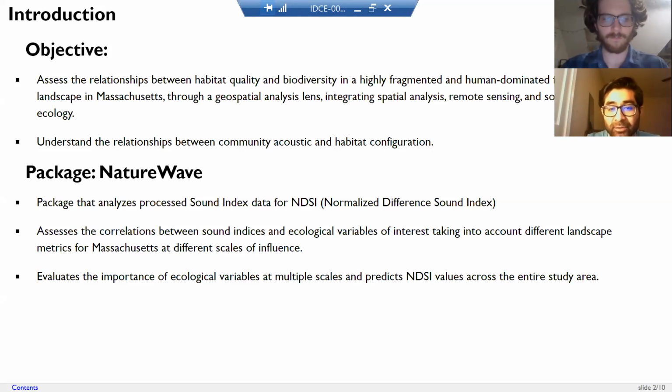In order to assess those relationships, we have created a package called Naturwave. Naturwave is a package that processes sound index data for NDSI, which is the Normalized Difference Sound Index that Miles will talk about later. It also assesses the correlation between sound indices and ecological variables of interest, taking into account different landscape metrics for Massachusetts at different scales of influence. The package also evaluates the importance of ecological variables at multiple scales and predicts NDSI values across the entire study area.